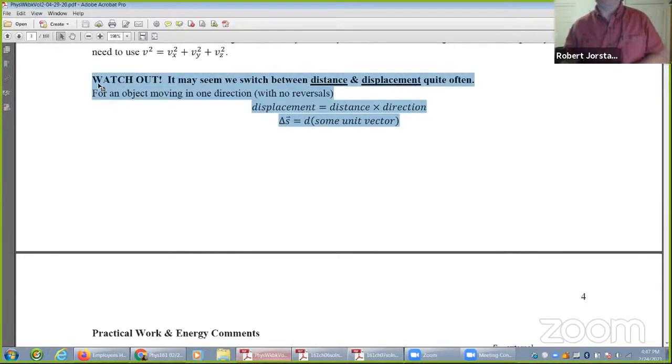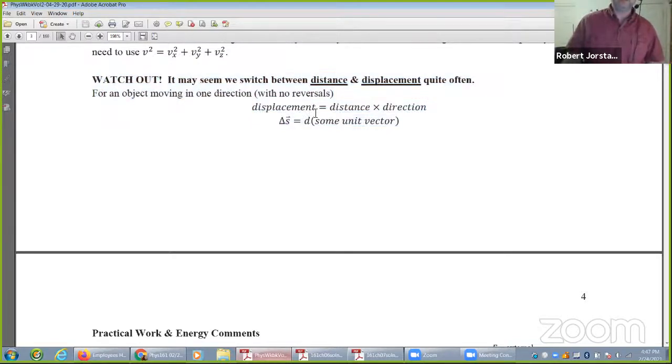You may notice already today I've switched back and forth between distance and displacement, and I'm going to end up doing that quite often. To be clear, work relates to displacement. However, for an object that's basically moving in one direction, displacement is distance times direction, or distance times some unit vector. So for most of the problems that we're going to do, at least for a little while, we're going to talk about objects moving in one direction. But strictly speaking, we need to use displacement when we're doing work calculations, not just distance. All right. The change is legal if it doesn't reverse directions.